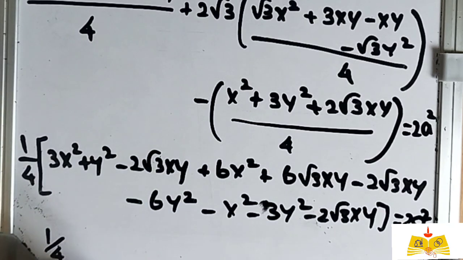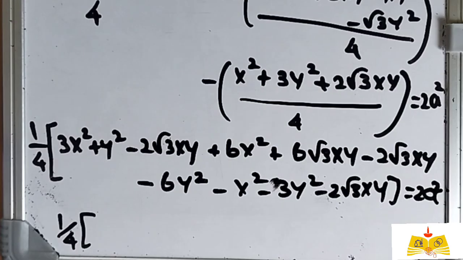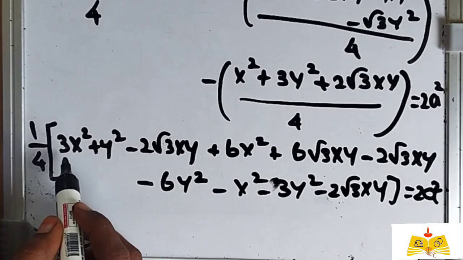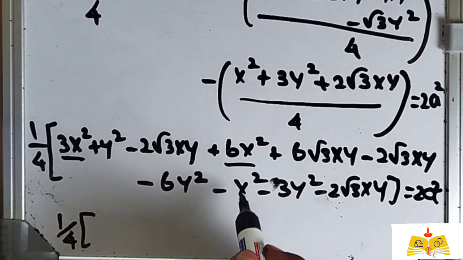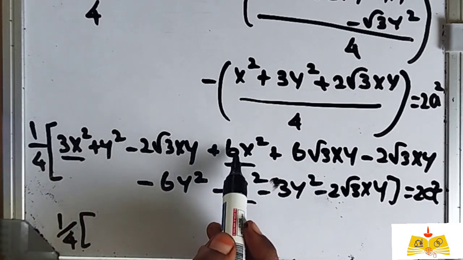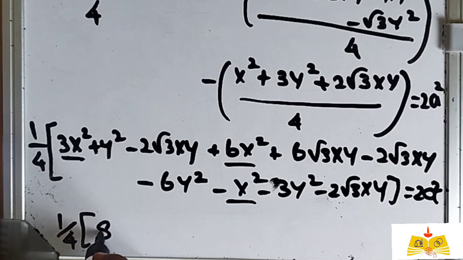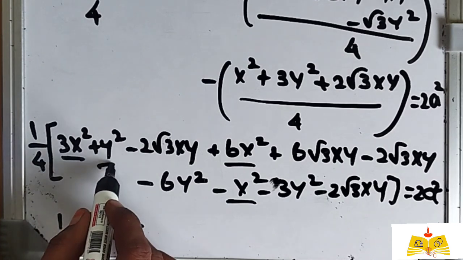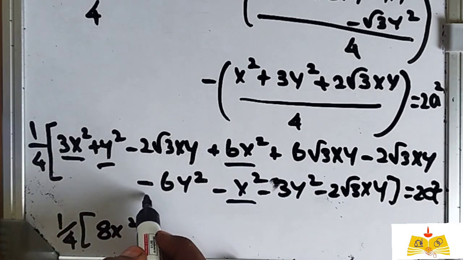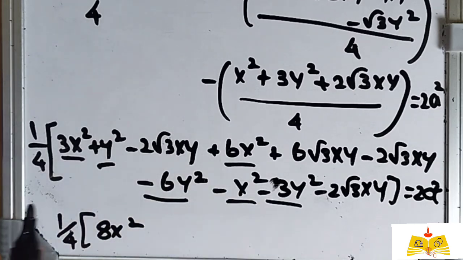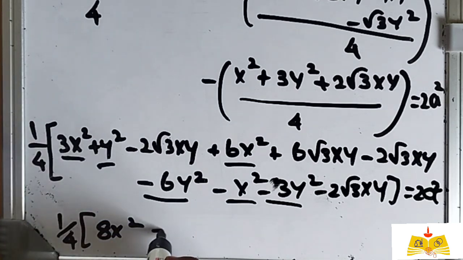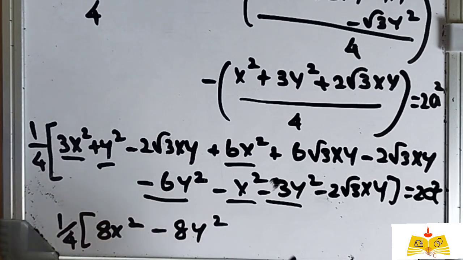I am going to simplify this. I am going to keep this 1 by 4 as it is. Take the x squared terms first. 3x squared plus 6x squared is 9x squared, minus x squared, so it is 8x squared. Here it is y squared, and here it is minus 6y squared minus 3y squared, which is minus 9y squared plus y squared. So it will be minus 8y squared. Clear?